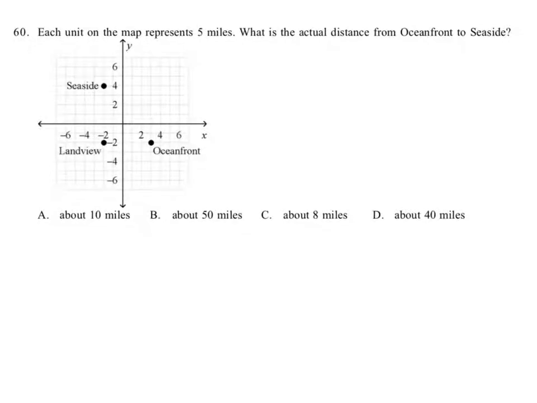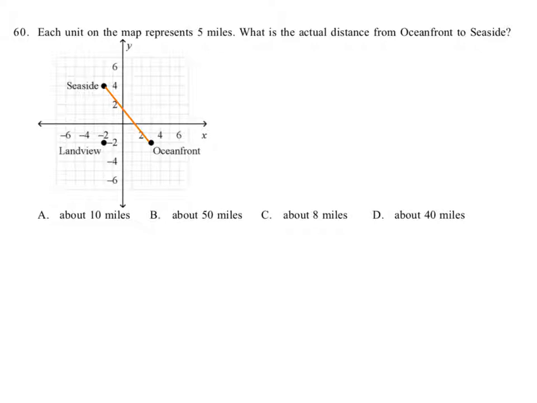Okay, each unit on the map represents 5 miles. So if we find the number of units between oceanfront and seaside, between here and here, we will be able to multiply it by 5 to find the number of miles it is, because each unit is 5 miles.